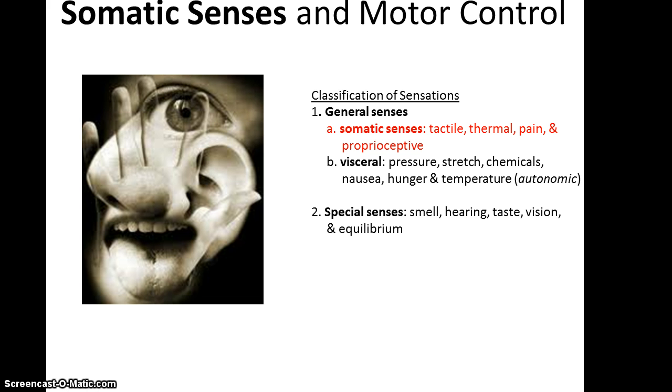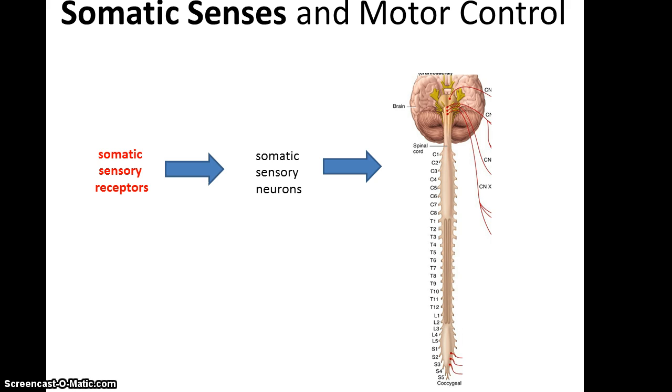Then another category of general senses are the visceral senses. As we talked about in Chapter 19, they're pressure, stretch, chemicals, nausea, hunger, and temperature, all involved with the autonomic nervous system. Then the other big category of sensations are the special senses. The special senses are ones that are located in the head, and they include smell, hearing, taste, vision, and equilibrium. However, for this chapter, we'll be focusing on the somatic senses.